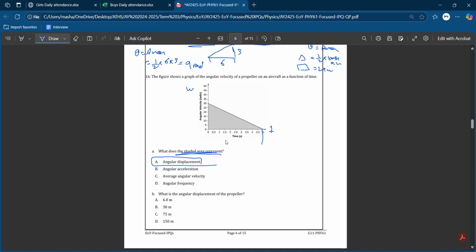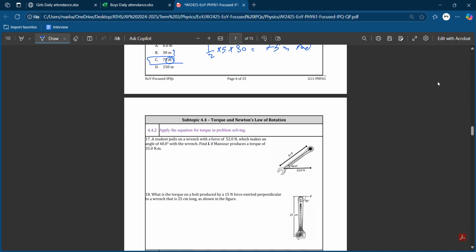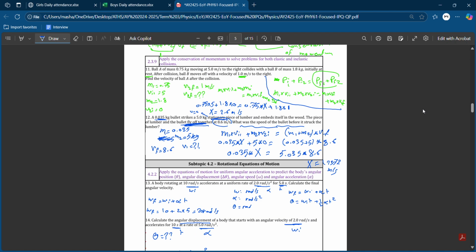For part B, what is the angular displacement? Again, you need to find the base, which is 5. You need to find the height, which is 30. So it's half times 5 times 30. The answer is 75 meters. Okay, it should be 75 radians in the units. And that's it for topic 4.2.